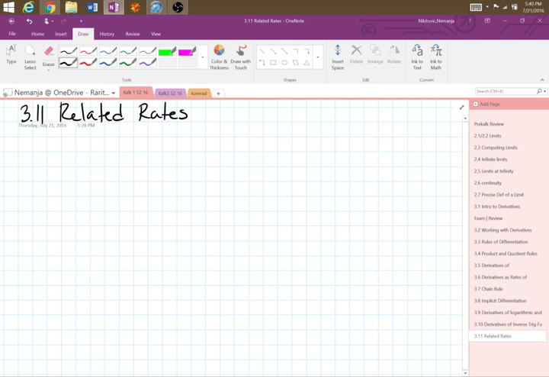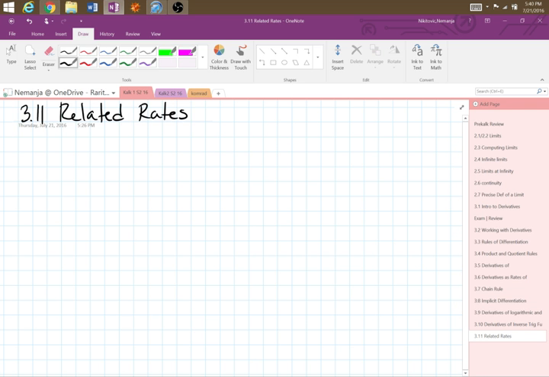One, Section 3.11, related rates. As I mentioned, one of my favorite sections because we get to write some mathematical models, do some analysis, calculate the future, and so on. So first of all, let's discuss the title, related rates.